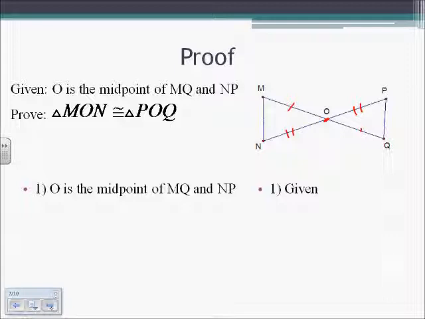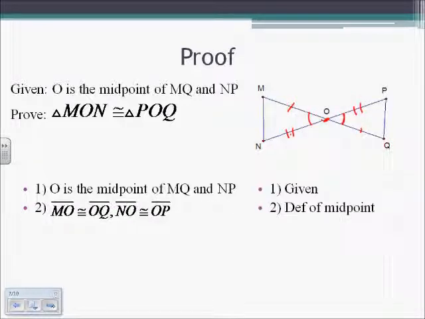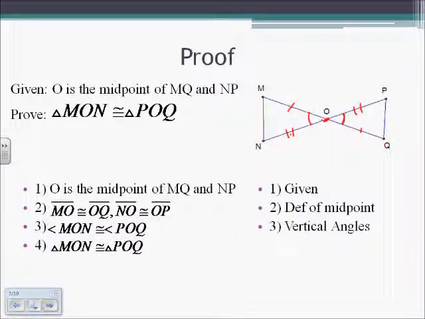I notice I have the bow tie problem on the board, so therefore I know if a bow tie problem exists, I have vertical angles here. So then again, by side angle side, I have the 2 triangles congruent. So let's write that up formally. I have the midpoint, so MO congruent to OQ and NO congruent to OP by the definition of midpoint. We have angle MON congruent to angle POQ, as we just talked about, by vertical angles. Lastly then, triangle MON is congruent to triangle POQ by side angle side.